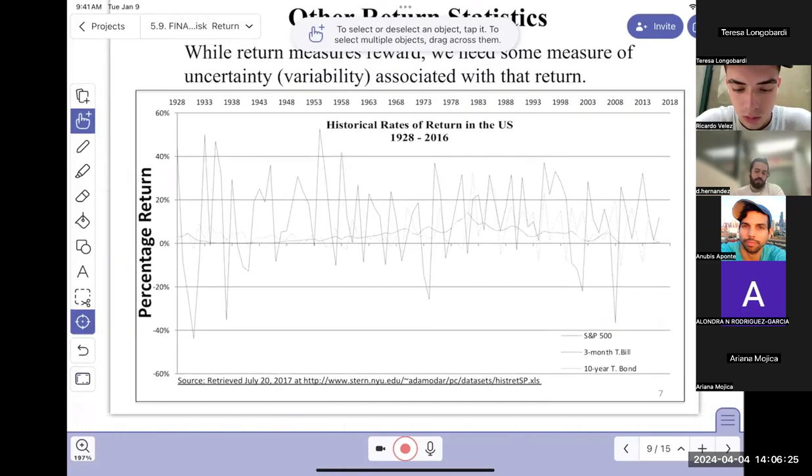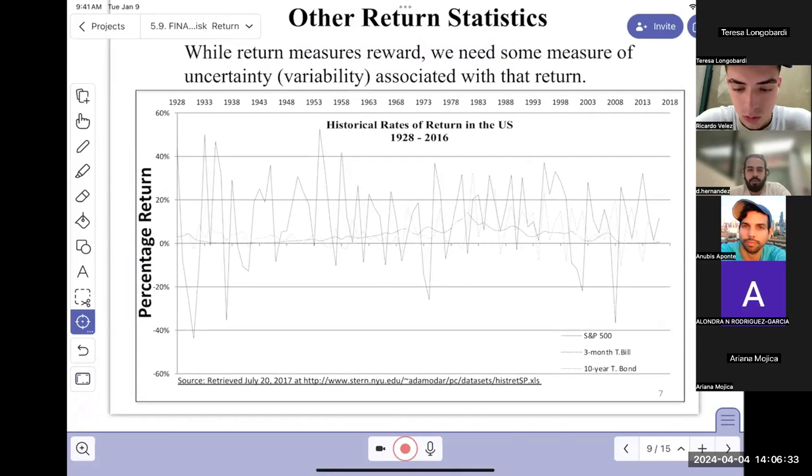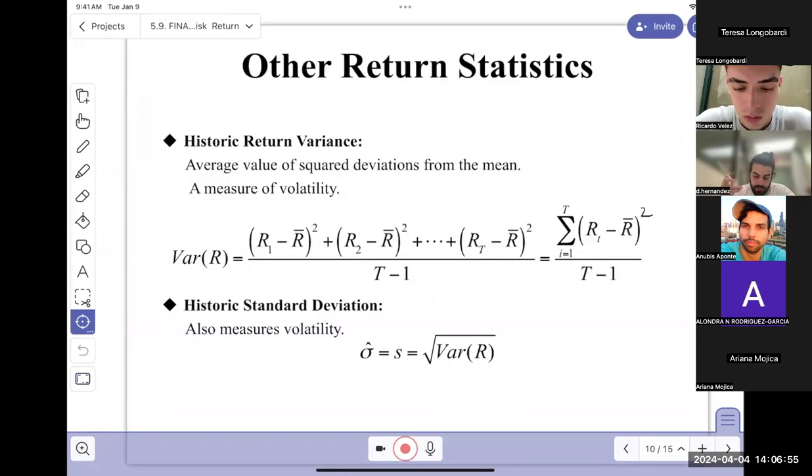What statistic will capture that? Not the mean. What is the statistic that captures volatility? Diego. Alondra says standard deviation. That's right. So it's going to be the standard deviation that does that for us.